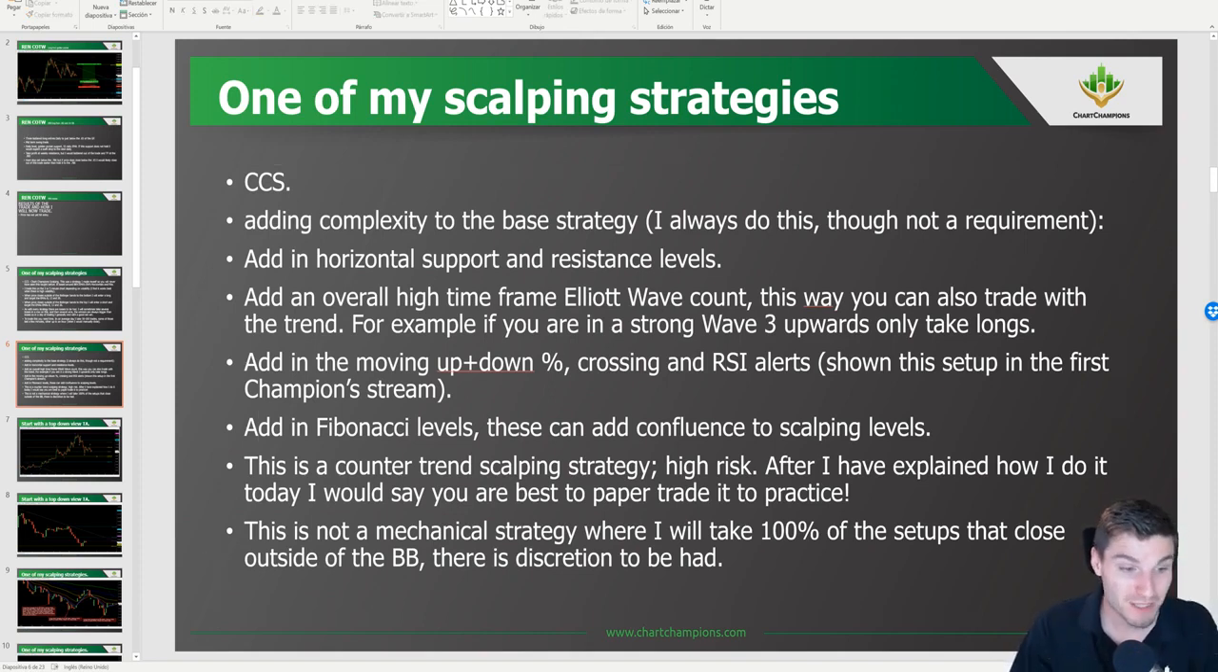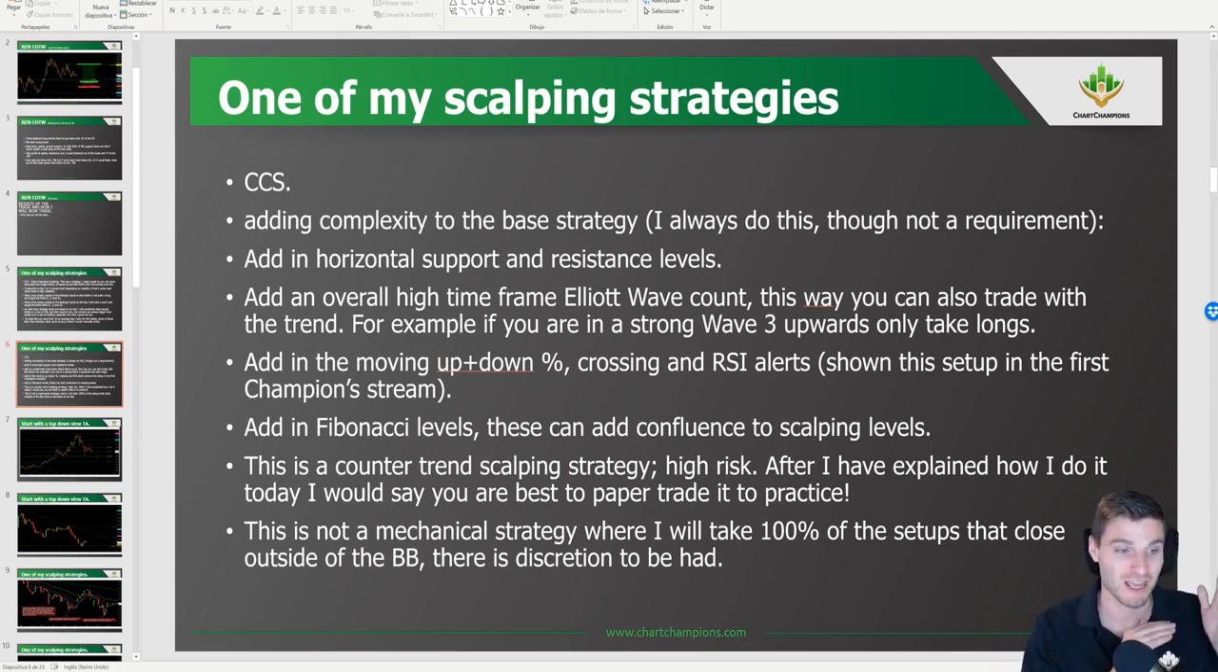So this is not a mechanical strategy where I will take 100% of the setups that close outside of the Bollinger Bands. There is discretion to be had, and I've got a good example of this at the end, by the way, where yesterday it closed outside of the Bollinger Band. I posted in the Champions group that I'm not actually taking this one because I believe it's going to still drop down further, and it dropped down further. So it's not like every single time it closes outside you take the trade; that would be a mechanical trade.